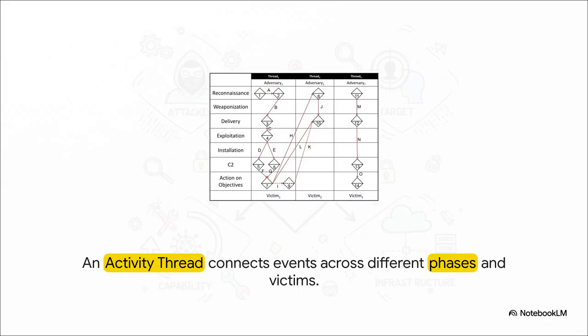A real-world activity thread can look pretty complex, something like this. You can literally trace how an attacker moves from their initial research to delivering the attack to exploiting their target, often hopping between multiple victims over a long period. This is how analysts go from looking at isolated incidents to gaining this incredibly deep understanding of a long-term threat.